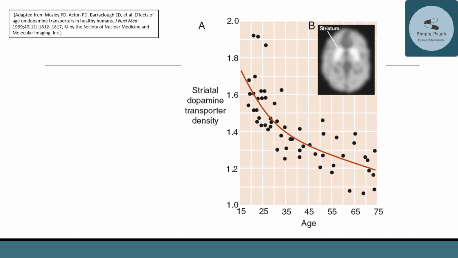So this is just an interesting graph looking at dopamine transporter density in healthy humans without ADHD, and looking over the lifespan at what happens with the dopamine transporter density in the striatum. And you can see that over time, as people get older, their dopamine transporter density decreases.